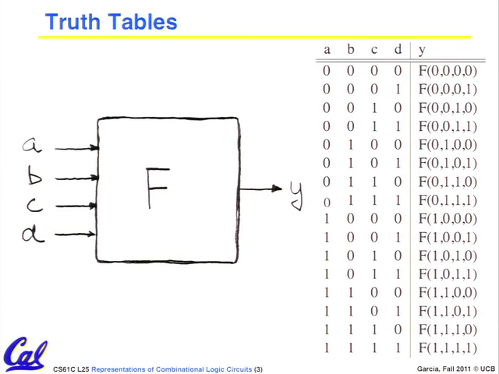I count 2 to the 4. Is that right? Is AND and OR just one of the 16s? What do you guys think? 2 to the 2 to the 4. 2 to the 16. Does that sound right? 65,000? 64K? Yeah. Take a look at this F.